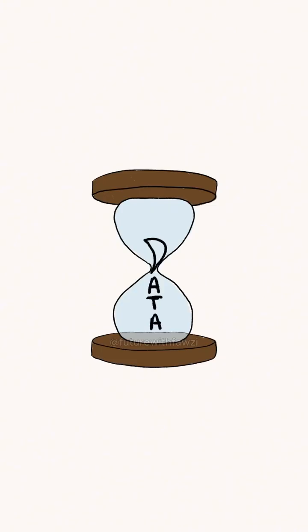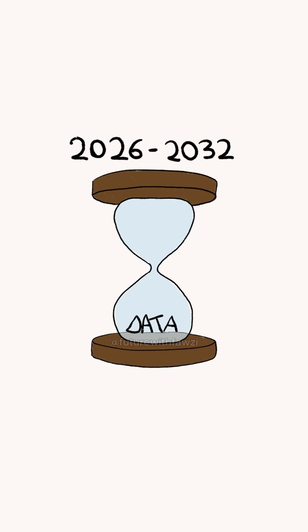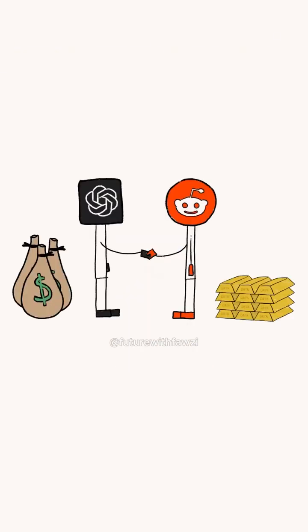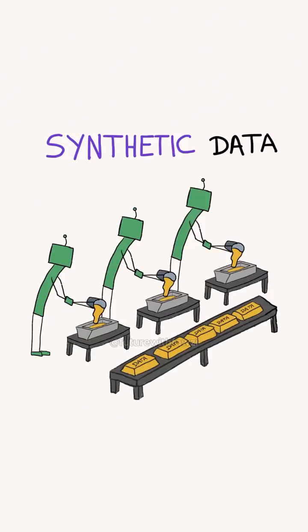One research group predicts that we'll run out of publicly available data between 2026 and 2032 at the current pace of AI development. This is why AI companies are signing expensive licensing deals to find new training data. The other solution being explored is using synthetic data generated by AI to create new training data.